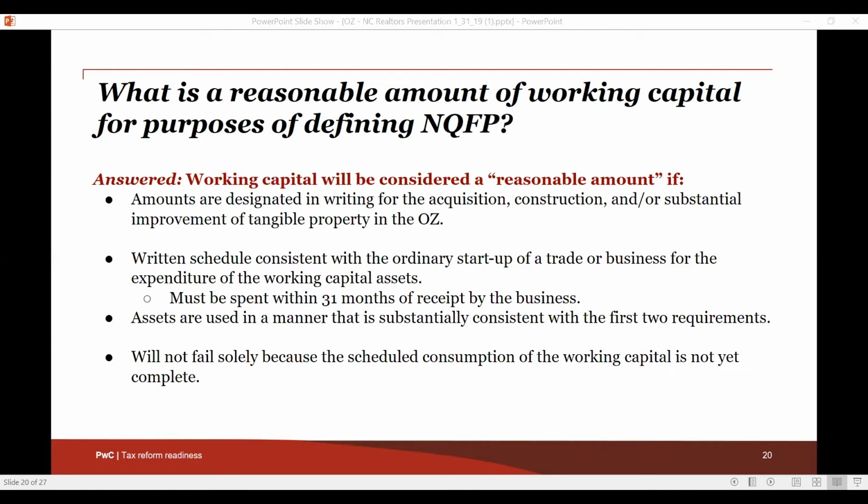So this is great news for someone who is developing property in the zone. As long as they have a plan in place, they can hold on to a bunch of cash for up to 31 months.